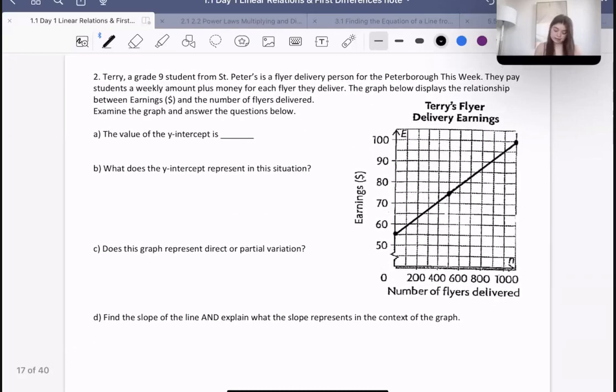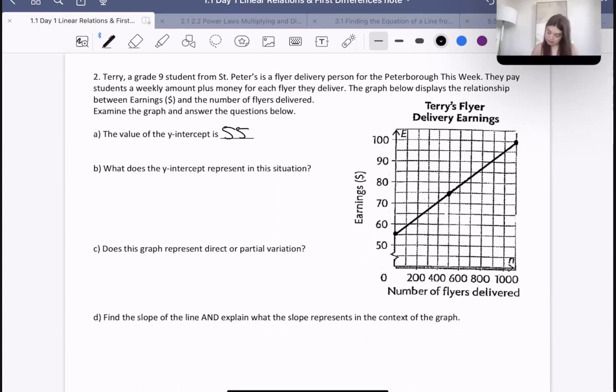This next one says Terry, a grade 9 student from St. Peter's, is a flyer delivery person for the Peterborough this week. They pay students a weekly amount plus money for each flyer they deliver. The graph below displays the relationship between earnings and the number of flyers delivered. Examine the graph and answer the following questions. The value of the y-intercept is what? Well, it looks like it's halfway between 50 and 60, so that would be 55.